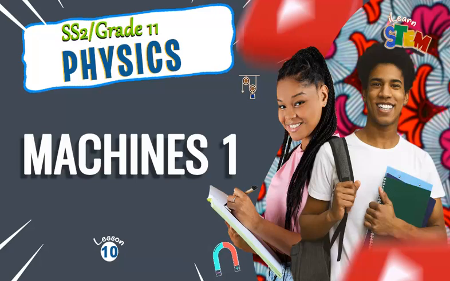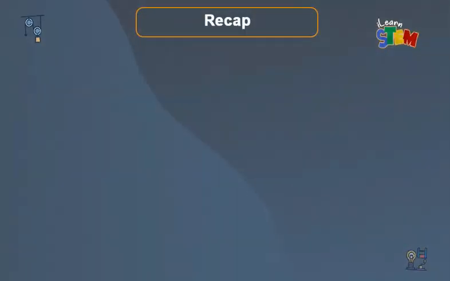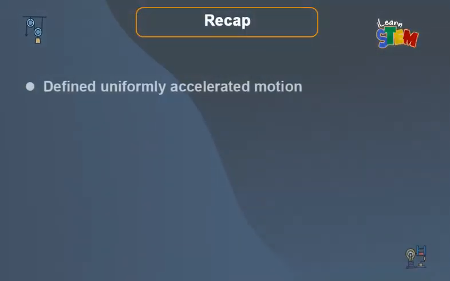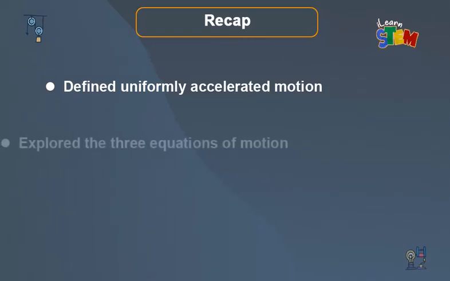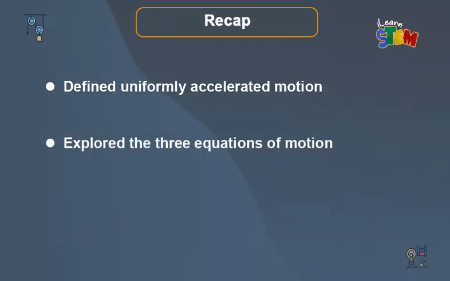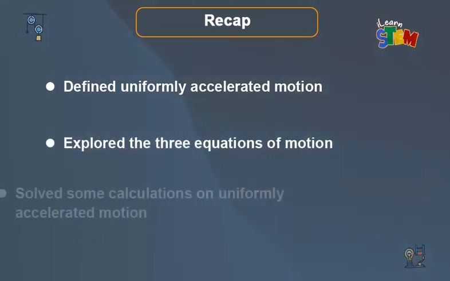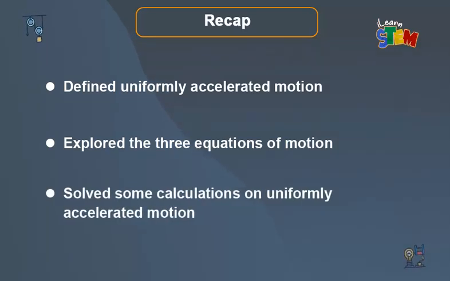Today, we will be learning about machines, but before we proceed, let's quickly recap what we learned in our previous lesson. In our previous lesson, we defined uniformly accelerated motion. We explored the three equations of motion. We also went ahead to solve some calculations on uniformly accelerated motion, and I hope you learned something.